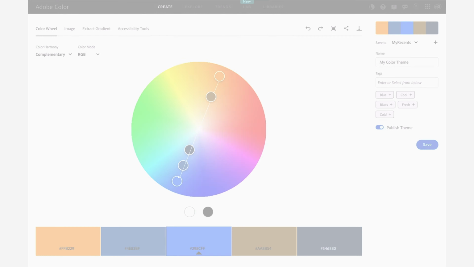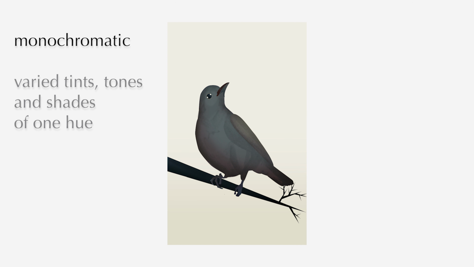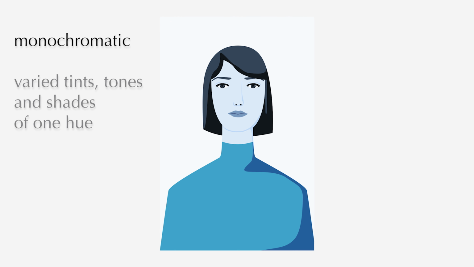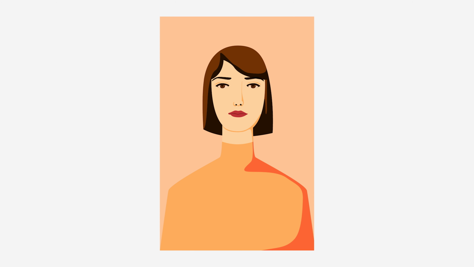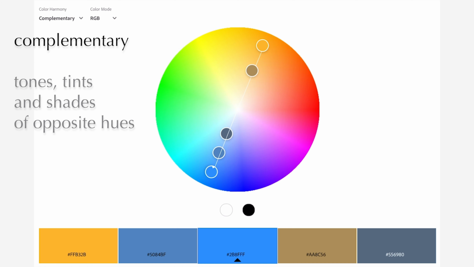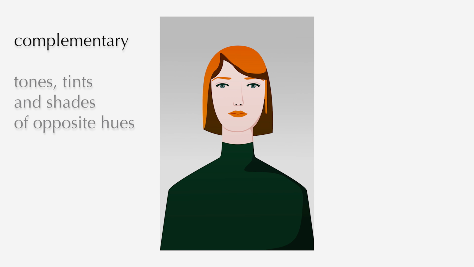And experiment with monochromatic palettes, which are varied tints and tones and shades of one particular hue. Also, you can try analogous palettes using hues that are close on the color wheel. You can also try complementary palettes like tones and tints and shades of opposite hues.